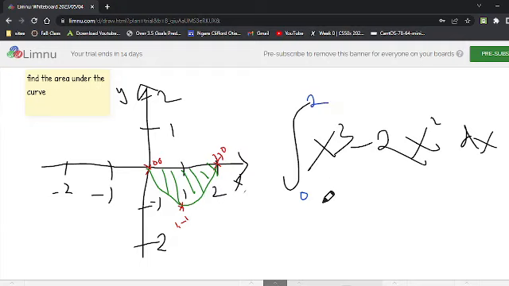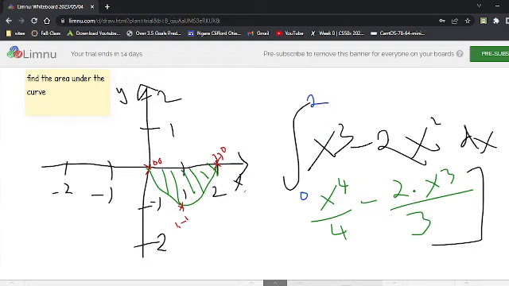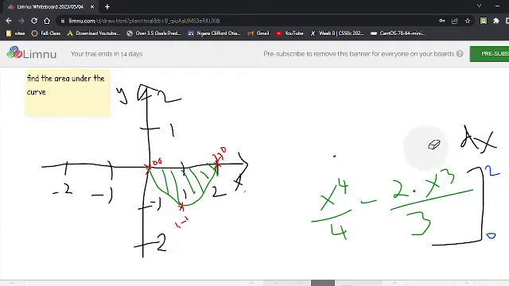Now integrating, I'm going to have x to the power 4 over 4 minus 2 times x cubed over 3, from 0 to 2. So what do you do again? You substitute the values in the equation.